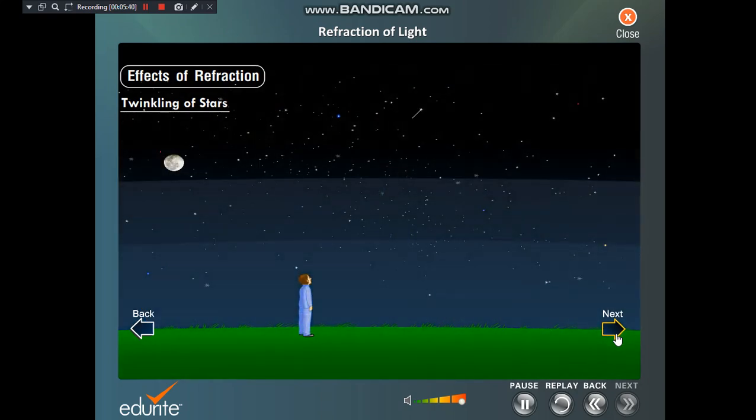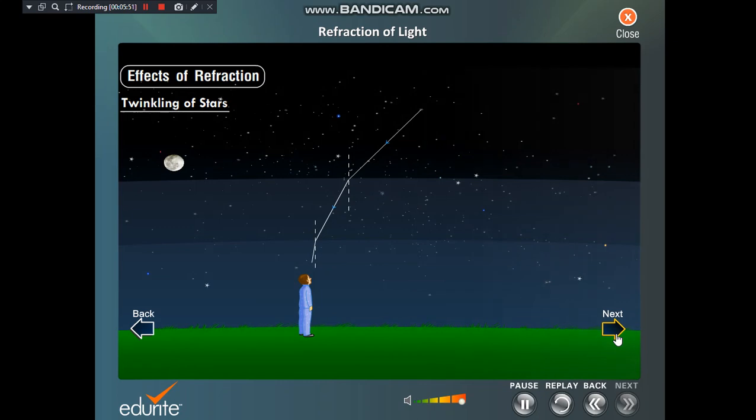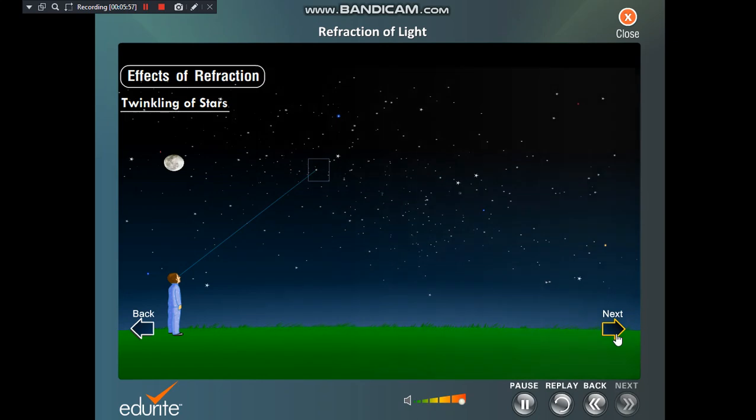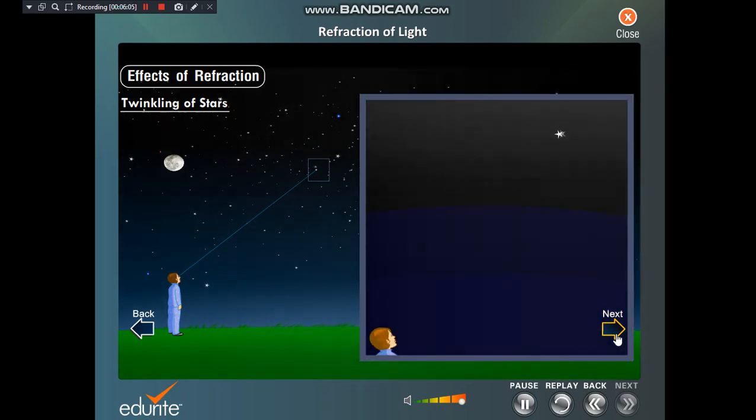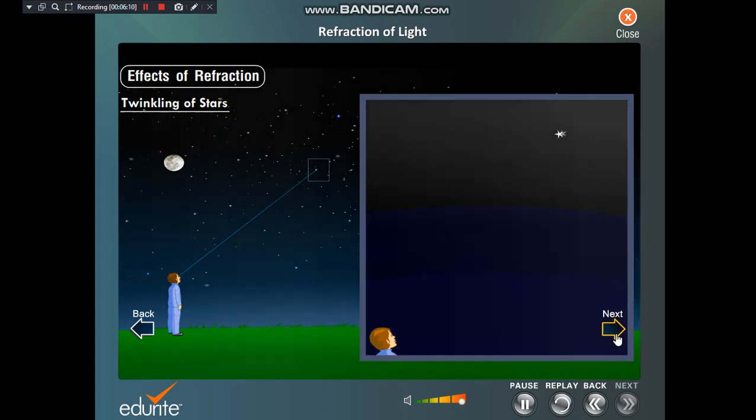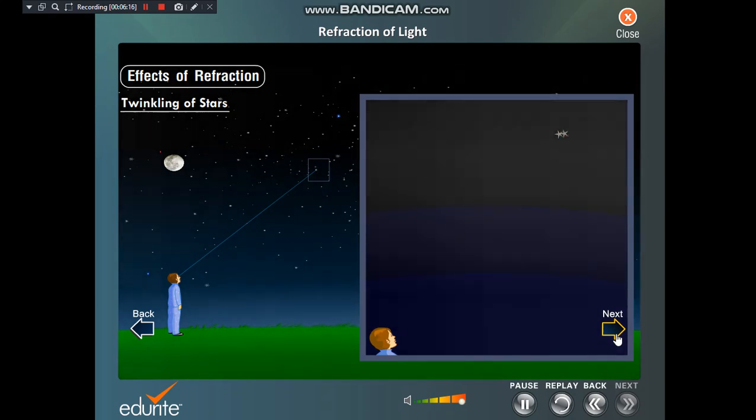The rays of light coming from the stars travel through the layers of air of varying densities. These rays get refracted continuously, and they bend towards the normal as the refraction is from a rarer to a denser medium. The movements of air and convection currents cause a change in the density of the layers of air. As a result, the position of the image of the star goes on changing after every short interval. These different positions of the images formed at short intervals of time give the impression that the star is twinkling.